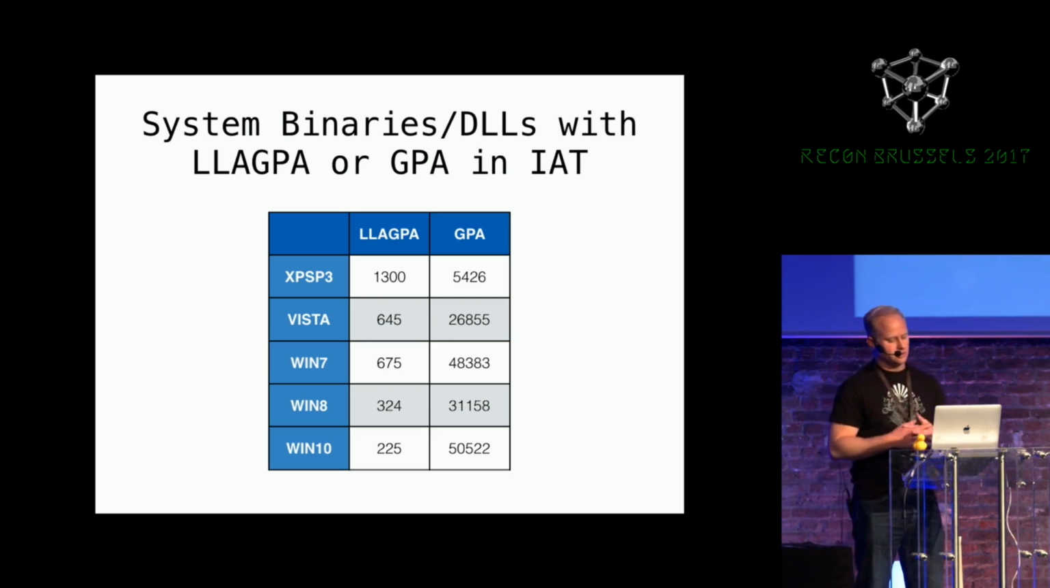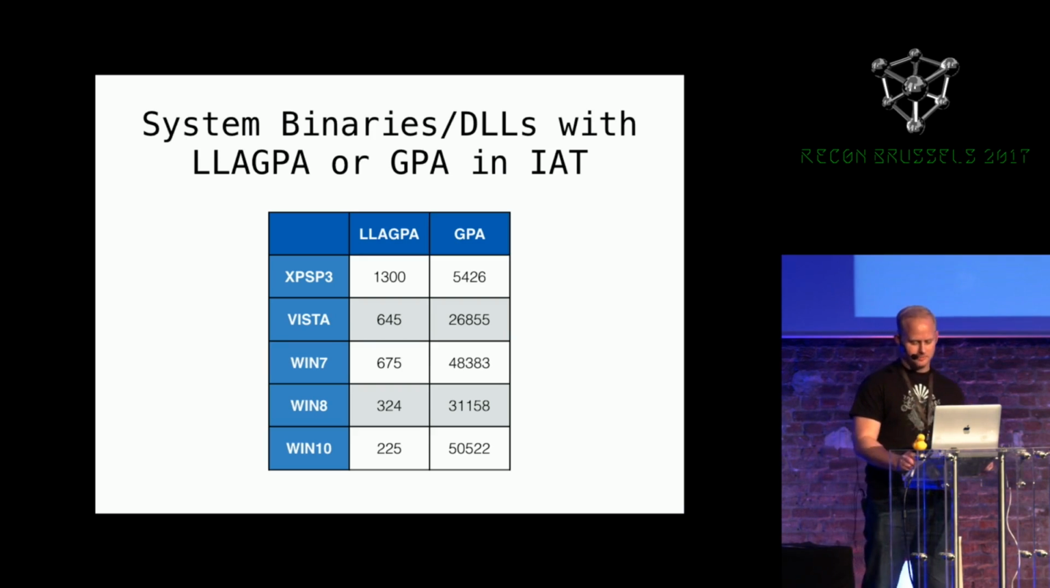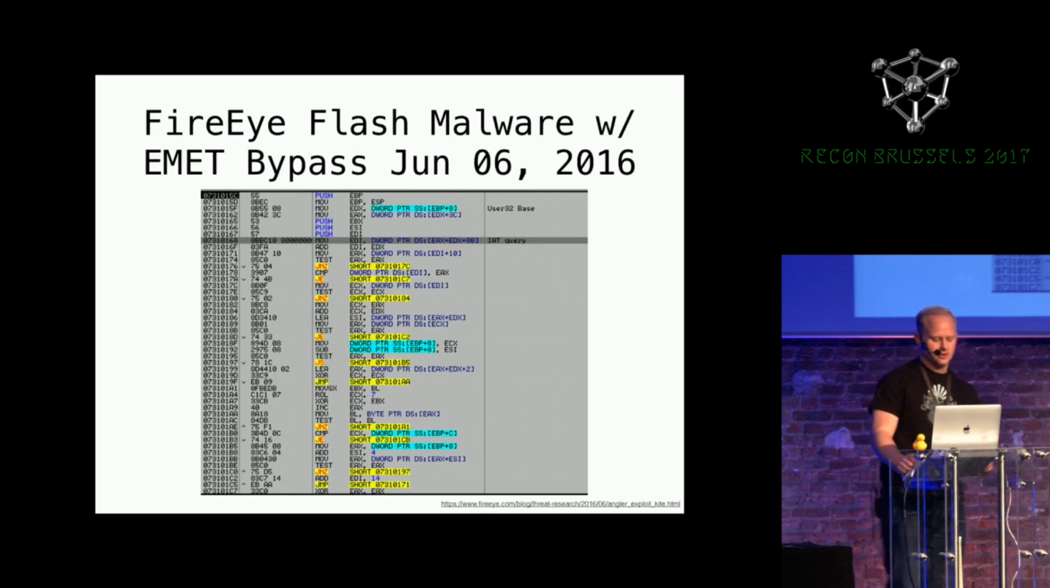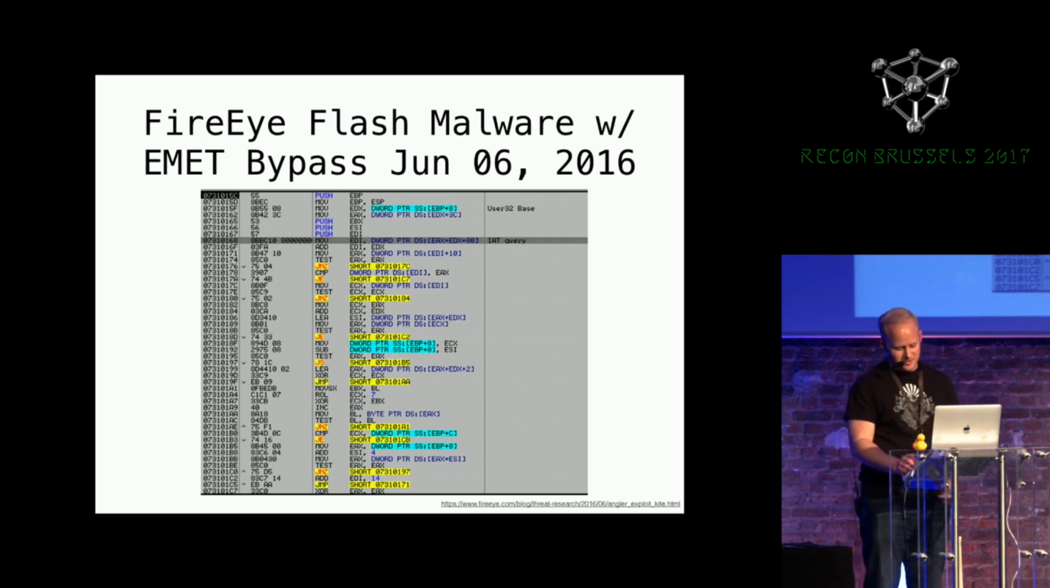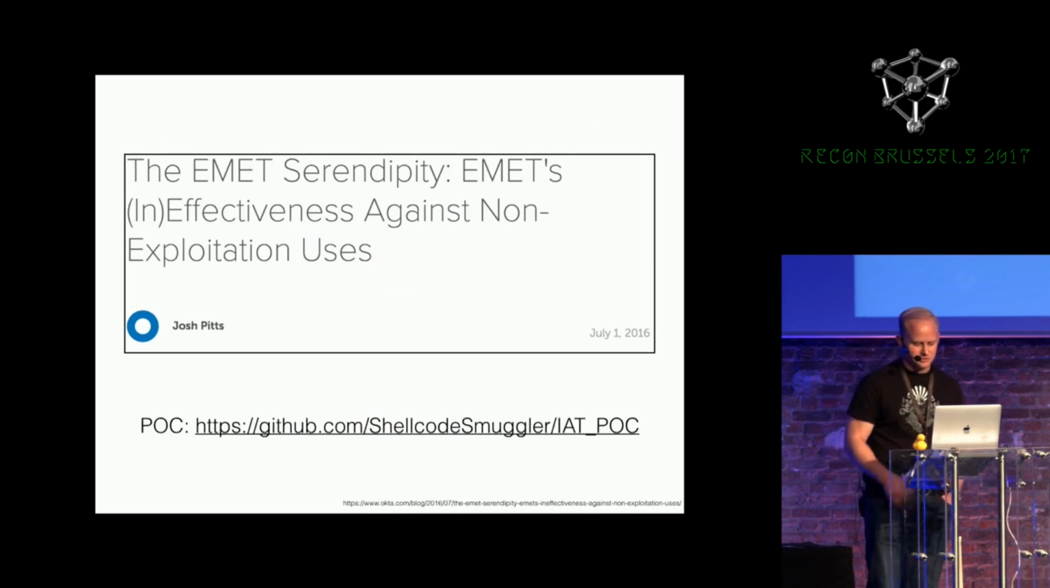So we're going to submit to a conference. And this was about May. And we were like, all right, I think we're ready to submit. And then in June, my world fell apart. There was the Angler exploit kit that used GetProcAddress from the user32 import address table, and FireEye published it, and I almost retired. I was pretty depressed.